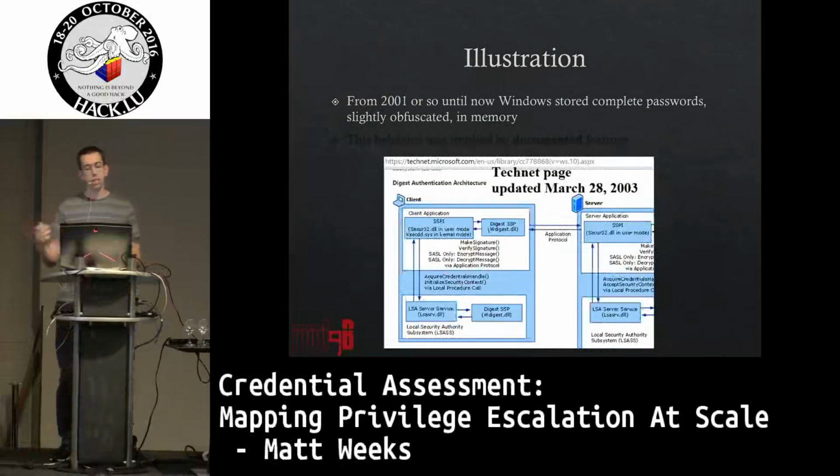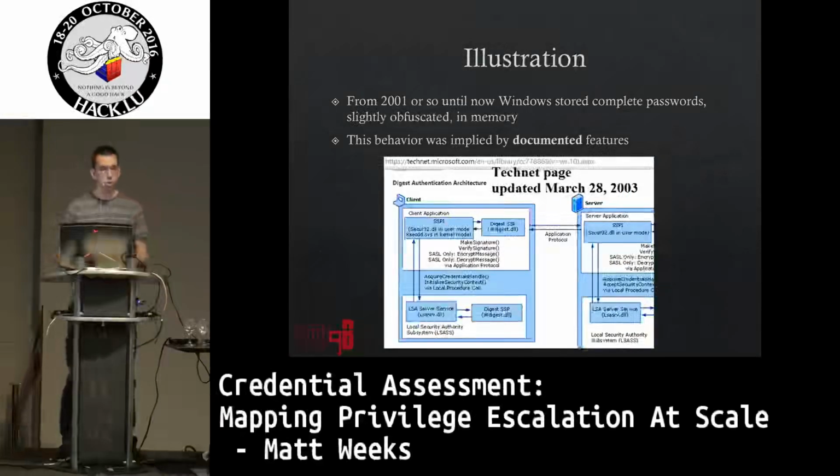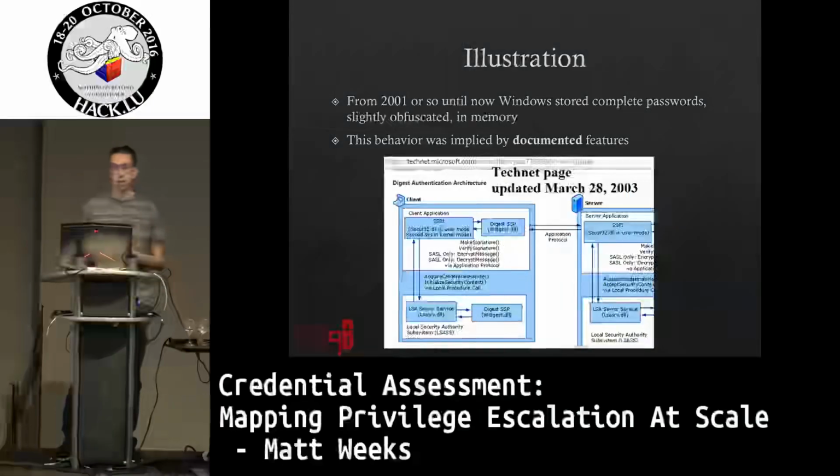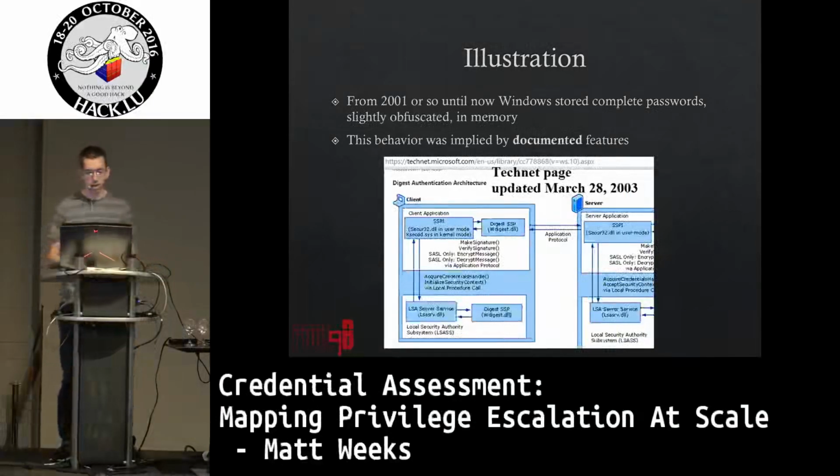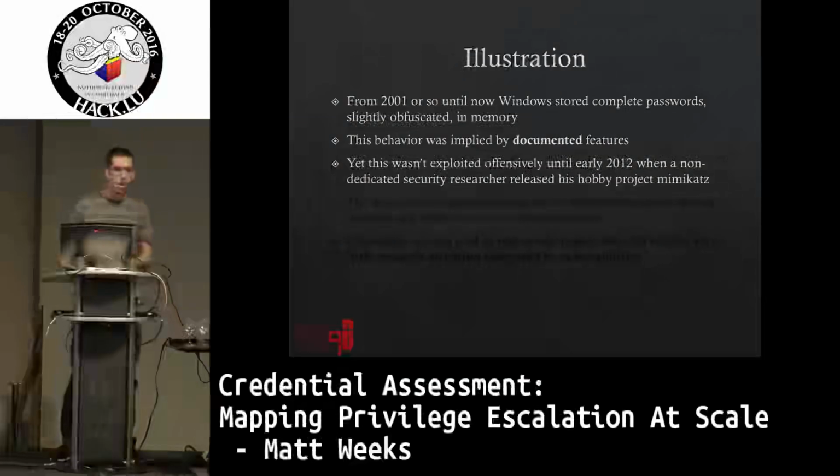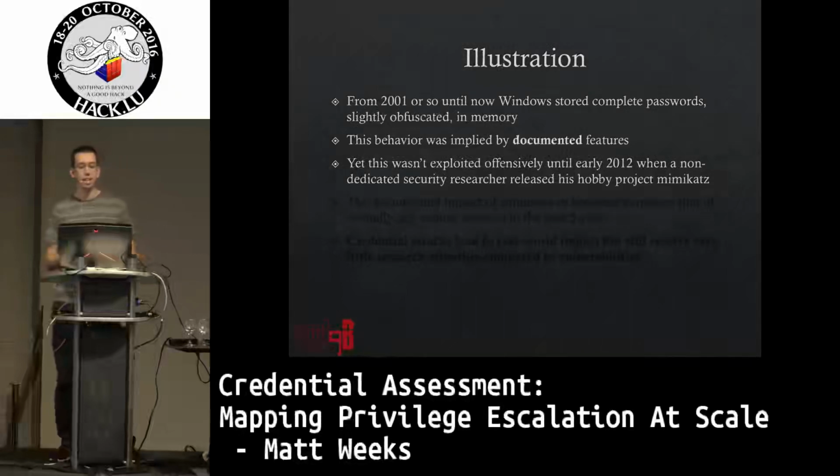And as a result of implementing the support, what Microsoft did was store that complete password. It was obfuscated, but it was stored in the memory of the lsass.exe process. And this was implied by documented features. This is a page that was up in 2003. But it was not exploited offensively until 2012, almost 10 years later, when Benjamin Delpy, who is not a dedicated security researcher, released a hobby project, Mimikatz. He was reverse engineering some Windows and realized you can get the password of somebody who's logged in by injecting into LSASS, following a few pointers, and calling a function to deobfuscate memory.